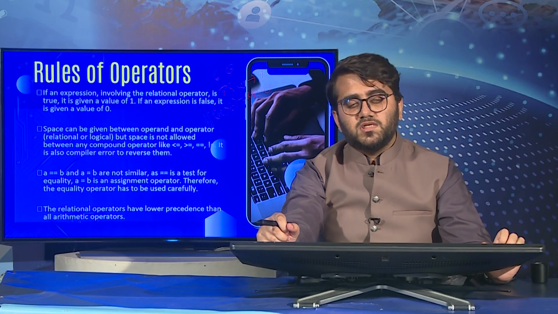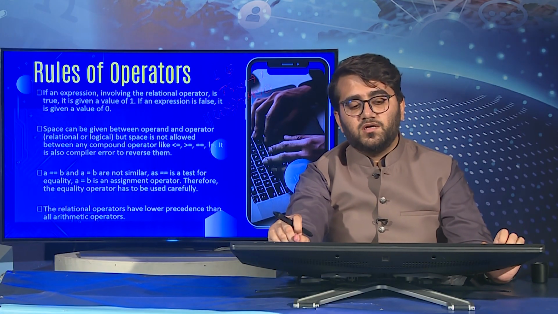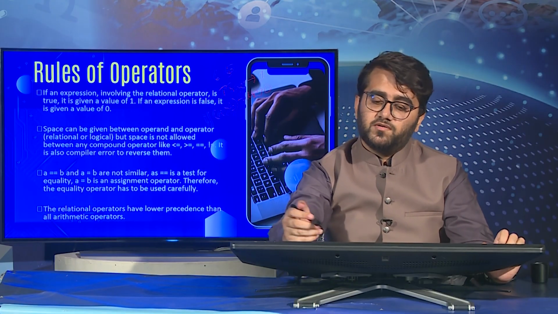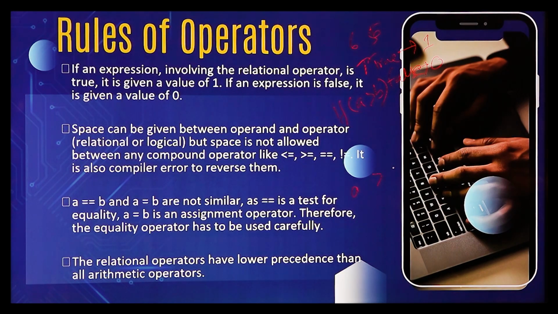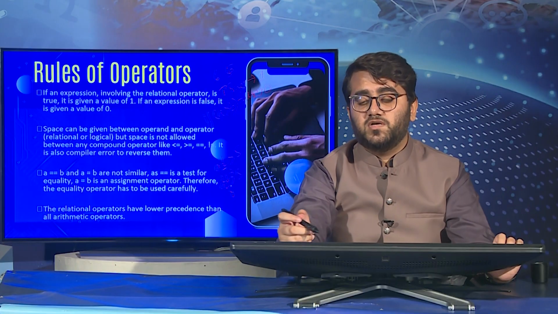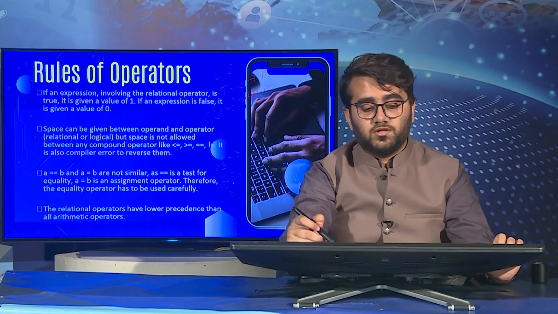And then what does it say? It says that space can be given between operand and operator. What does it mean? It means that if there is a space there and then you have the value, this space is allowed in the syntax of the C++ language. However, if you are combining this with another operand, you cannot give space between the two characters of a two-character operator. That particular space is not allowed.